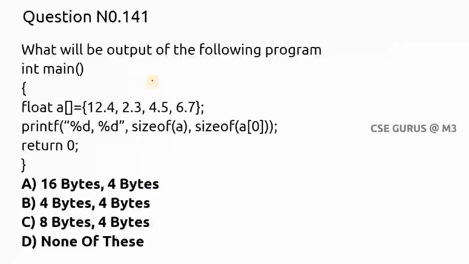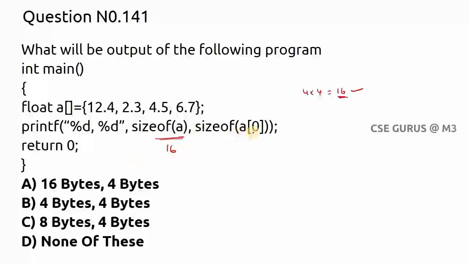Coming to question number 141. What will be the output of the following program? Float A has taken the values 12.4, 2.3, 4.5 and 6.7. Now the question is printing size of A. A means it is totally an array. What is the size of A? How many values have I taken here? 4, and each one is a float, that's why 4 bytes. So 4 into 4, totally 16 bytes will be taken for the array. So size of A, the answer is 16 here.